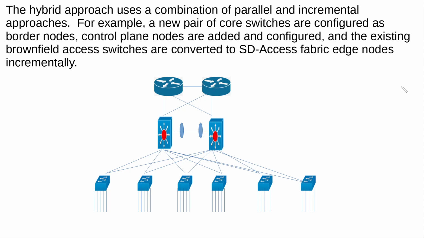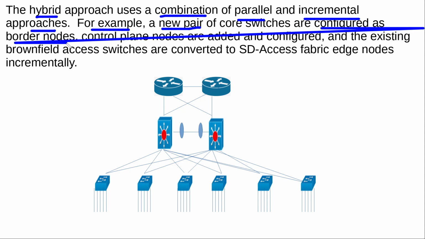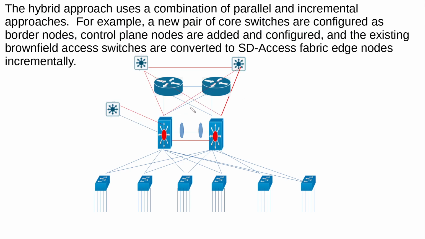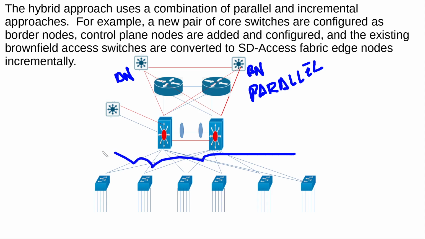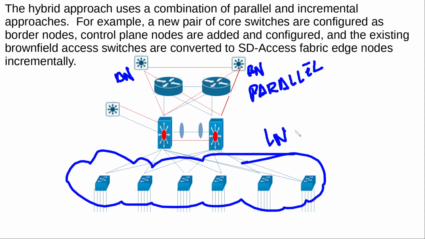Now we can go for the hybrid approach. In this case, hybrid is a combination of parallel and incremental approaches. So for example, as the documentation states, we will need a new pair of devices configured as border nodes. So we are going to add a new pair of devices. In this case, these border nodes are installed in parallel. And we are going to migrate these devices incrementally. So that is why we're going to call this migration approach hybrid.